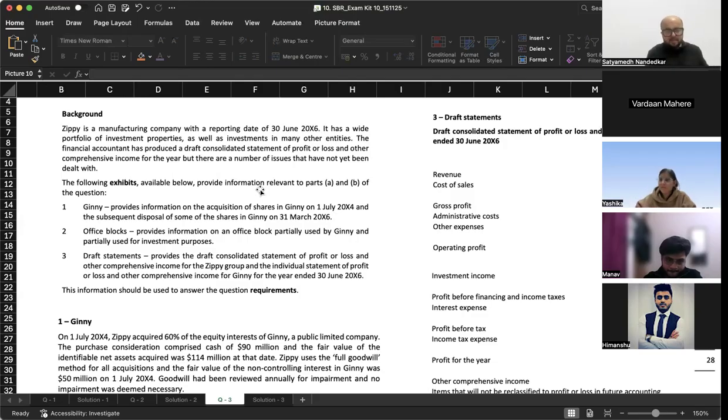The following exhibits available below provide information relevant for parts A and B. Ginny provides information on the acquisition of shares in Ginny Company on 1st of July 2004 and the subsequent disposal of some of the shares in Ginny on 31st of March 2006. Office blocks provides information on an office block partially used by Ginny and partially used for investment purposes. Draft statements provide the draft consolidated statement of P&L and OCI for Zippy Group and the individual statement of P&L and other comprehensive income for Ginny.